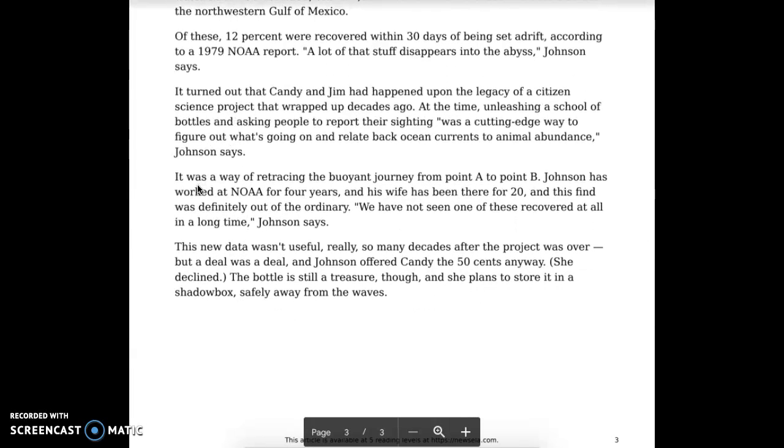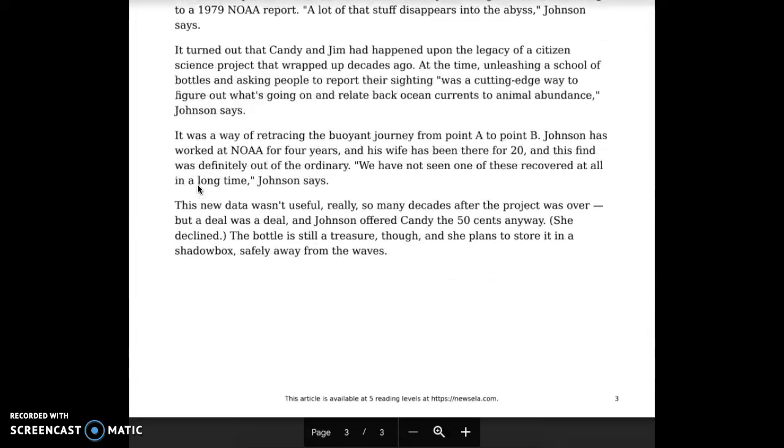It turns out that Candy and Jim had happened upon the legacy of a citizen science project that wrapped up decades ago. At the time, unleashing a school of bottles and asking people to report their sightings was a cutting-edge way to figure out what's going on and relate back to ocean currents to animal abundance, Johnson says. It was a way of retracing the buoyant journey from point A to point B. Johnson has worked at NOAA for 4 years, and his wife had been there for 20. And this find was definitely out of the ordinary. "We have not seen one of these recovered at all in a long time," Johnson says.